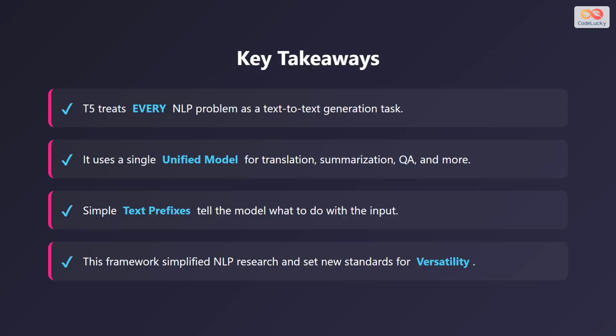To wrap up, remember these key points about T5. It revolutionized NLP by treating every problem as a text generation task. It uses a single, unified model for everything, controlled by simple text prefixes. This flexibility and power have made T5 a foundational framework in modern generative AI, paving the way for the even larger language models we see today.